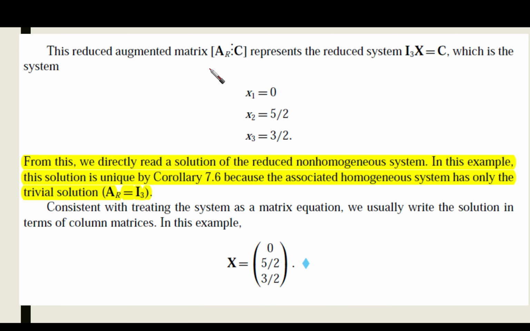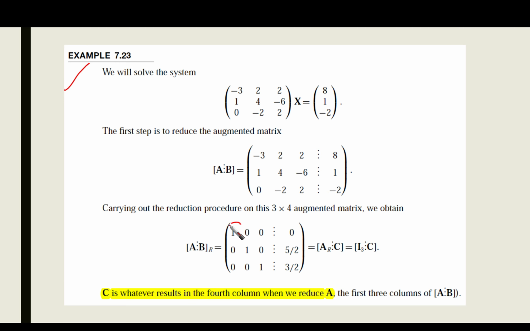This reduced augmented matrix represents the reduced system I3 X equals C. This is very easy to read now because we have X here, right? I3 means that from each row, we're going to read only one unknown. So directly we can read from here. The first row means that x1 plus 0x2 plus 0x3 equals 0. So this means that x1 equals 0.